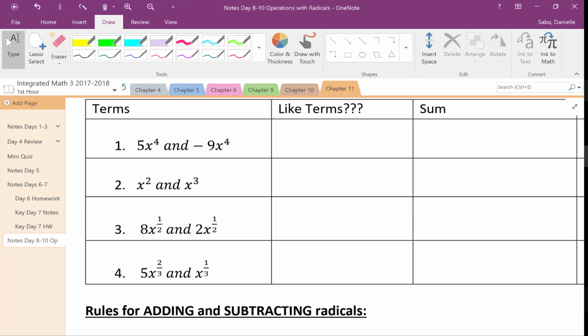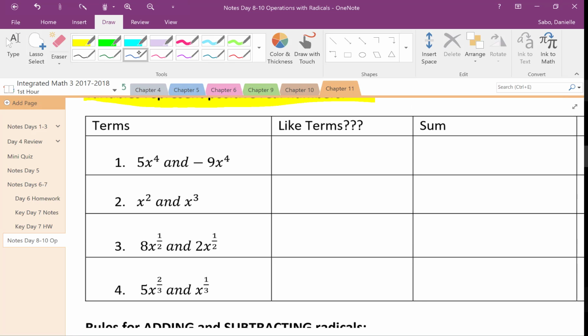Hopefully that was pretty quick for you. Was number 1 like terms? Yes. What about number 2? No, because one's a 2 and one's a 3. What about number 3? Yes. And what is 1/2? I keep trying to bring these back. What does half really mean? The square root. Thank you. Whenever you see 1/2, I want you to think square root. If you see 1/3, I want you to think the cube root. That's really what it means.